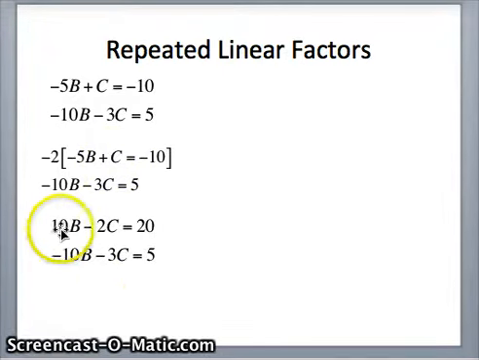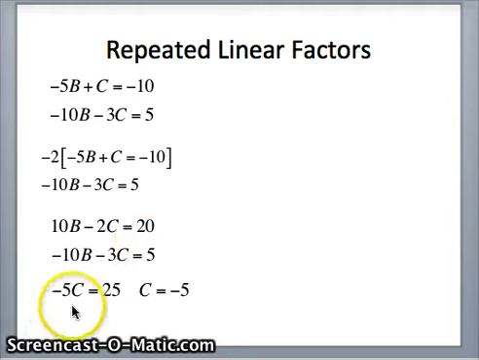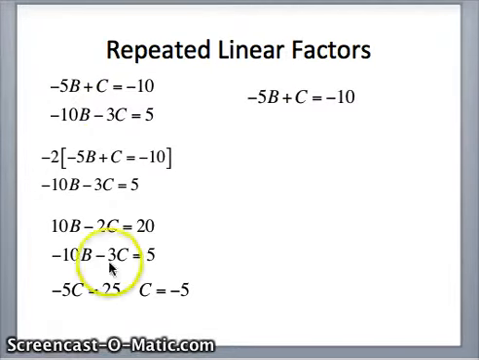Adding the equations together, 10b and negative 10b, 0. Negative 2c, negative 3c is negative 5c. 20 and 5 is 25. So if negative 5c is 25, c equals negative 5. Now we're going to plug that c into one of these equations to solve for b. It doesn't matter which one you use. I'm going to choose to use the first one.